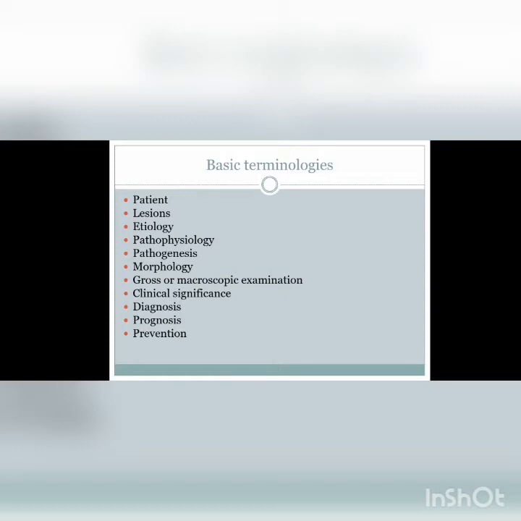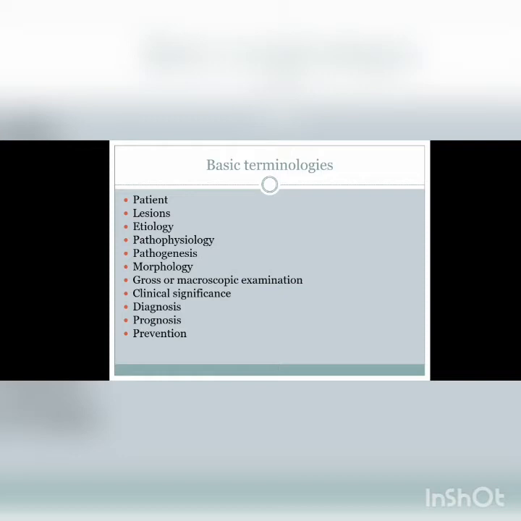Then we come to etiology. Etiology is the cause or factor of the disease. Let's take an example here. Let's say a person has lung cancer and the cause of it is smoking. So the etiology of lung cancer would be smoking.